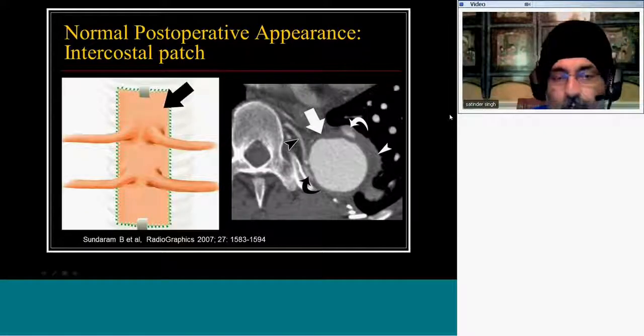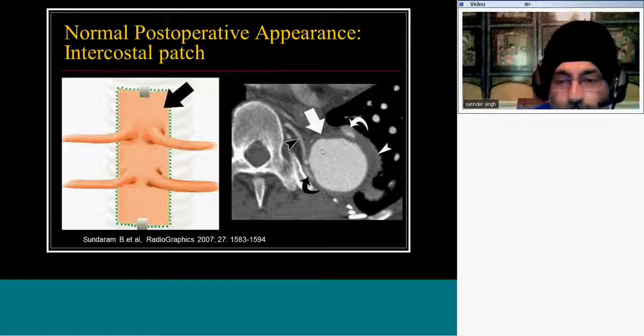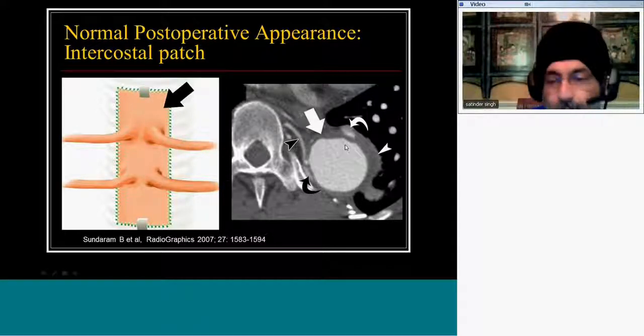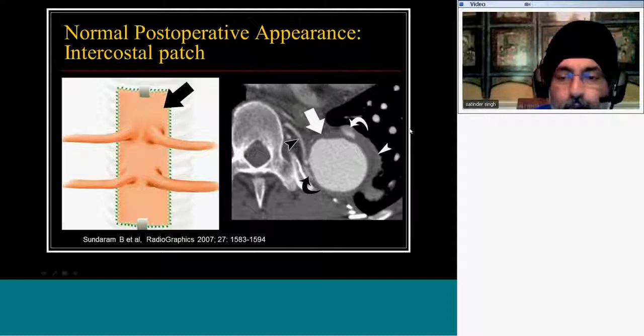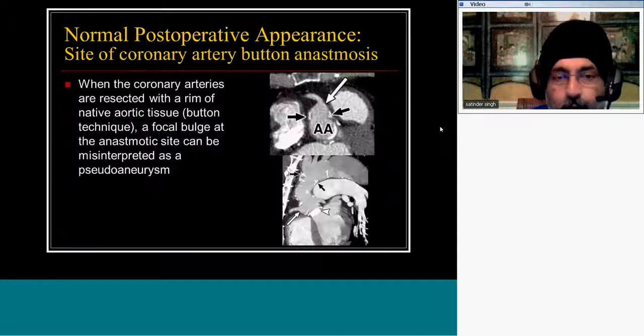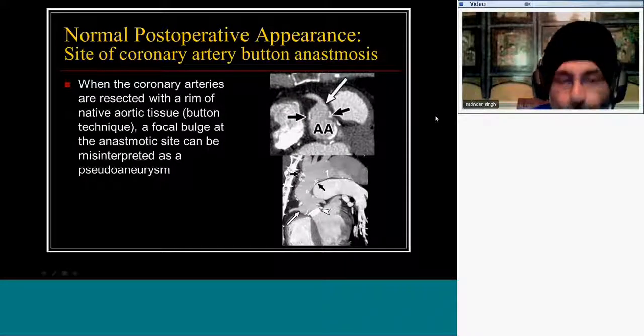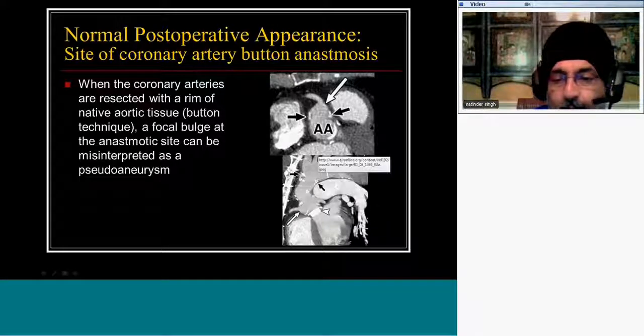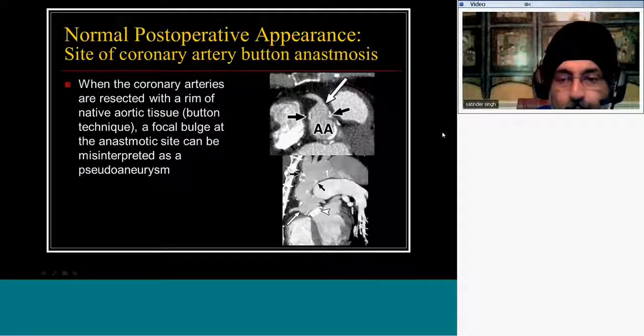Sometimes for the descending aorta, people also use an intercostal patch, and that will also produce a button kind of appearance. So this is not a leak. This is a normal patch of the intercostal vessel, which has been re-implanted into the descending aorta. Another common problem is with the composite graft, where the coronary ostia are re-implanted using a button technique. There can be a focal dilatation at the anastomotic site, which can mimic a coronary artery origin aneurysm, which is not true. It is a normal finding for this procedure and not a PSA.